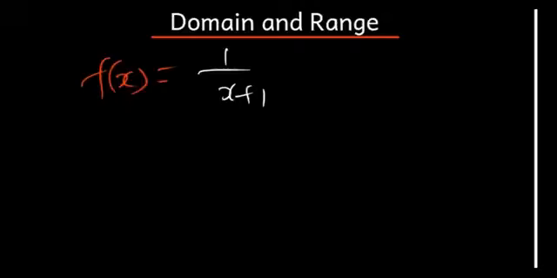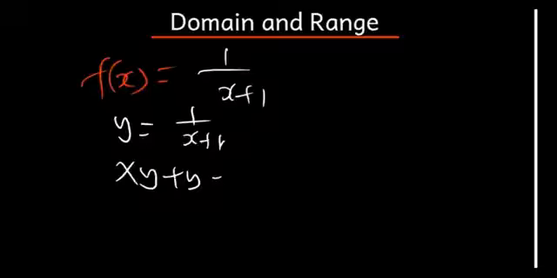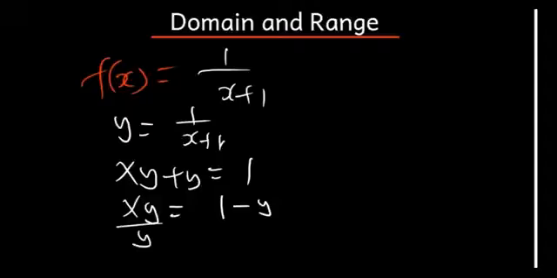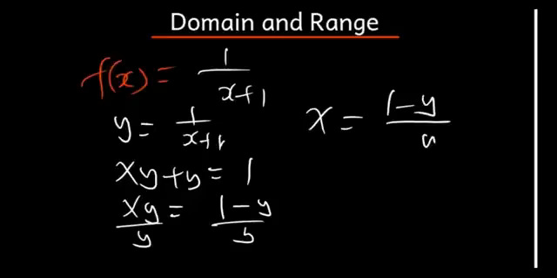So range, these are the values of y. When you're finding the inverse of the function, we represent it with y, then make x the subject of the formula. So we cross multiply, it's going to be xy plus y is equal to 1. My goal is to make x the subject of the formula. So xy is going to be equal to 1 minus y. I'll divide both sides by y. x will be equal to 1 minus y over y.